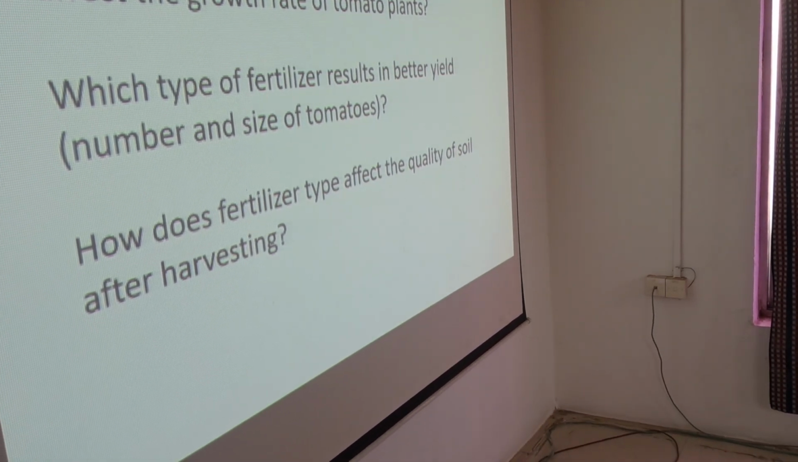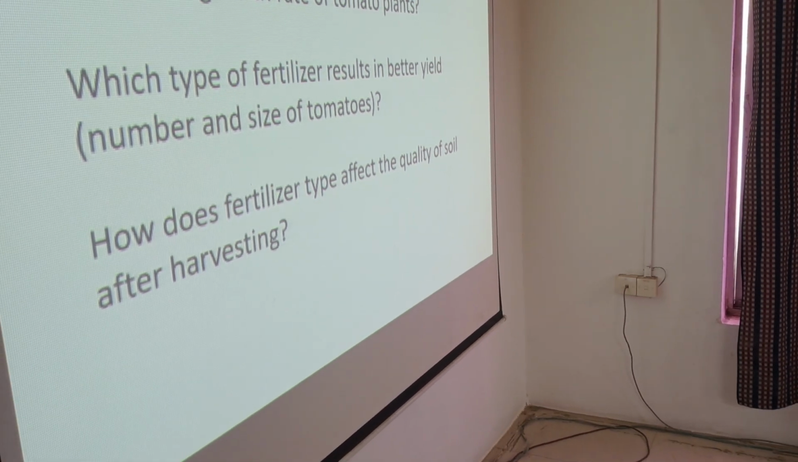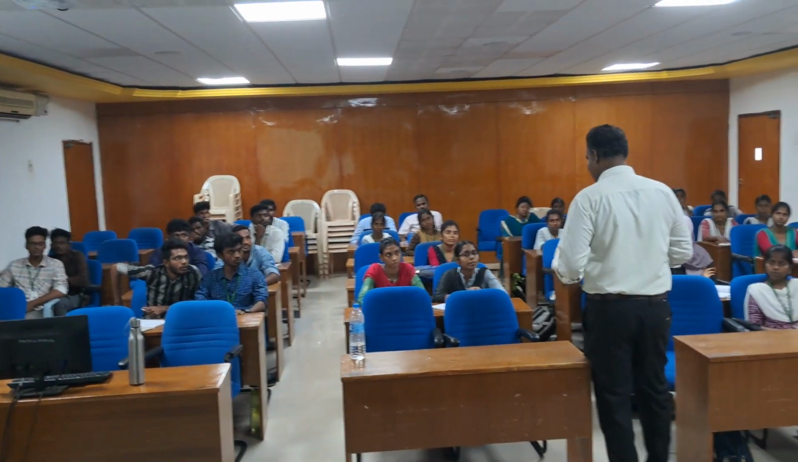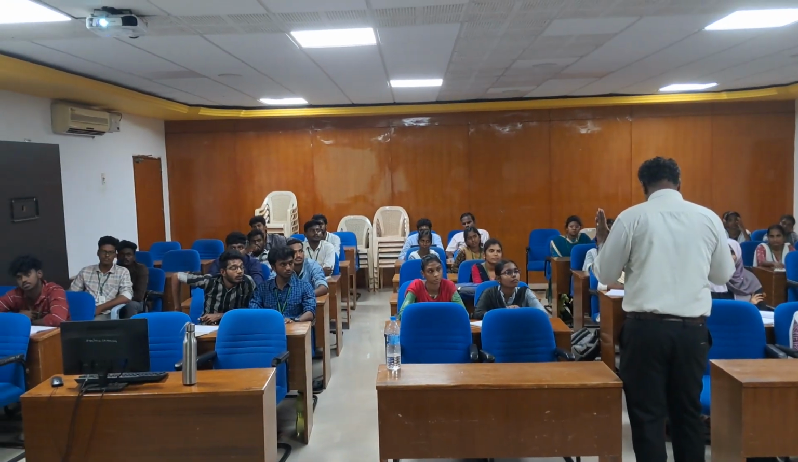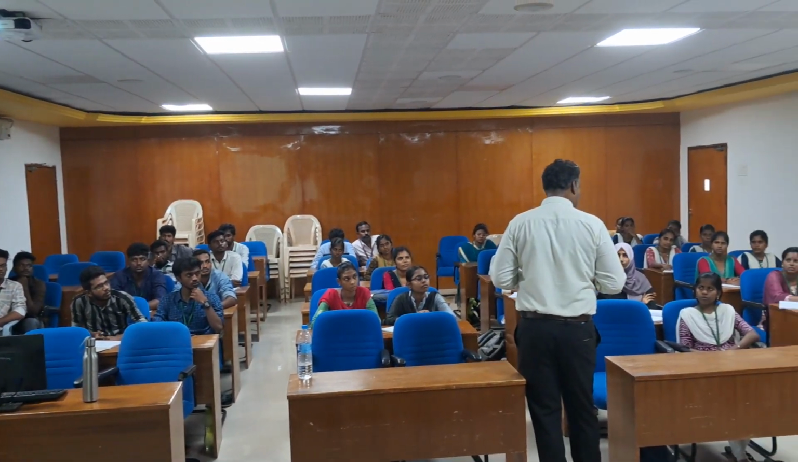Third question. How does fertilizer type affect the quality of soil after harvesting? Look at this one here. I am going to investigate the soil health after harvesting. See, we need not only the growth of the plant and the yield of the plant. We need to maintain the soil health also.